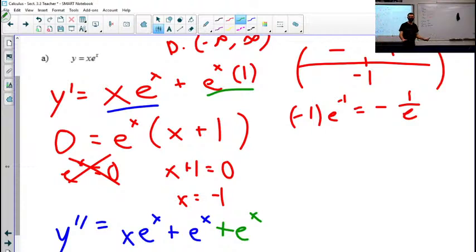Good on that? Yes? We can combine these, right? Can we say 2e to the x? Well, that's what I'm going to do next. This is not changing. I can combine that with these steps. You can't combine these, right, but you can combine these.